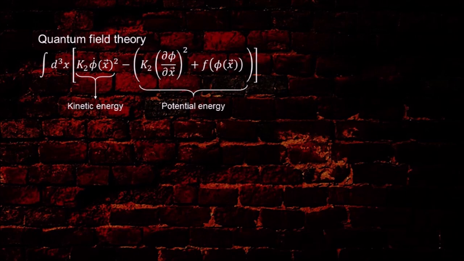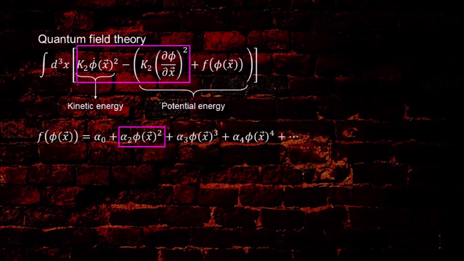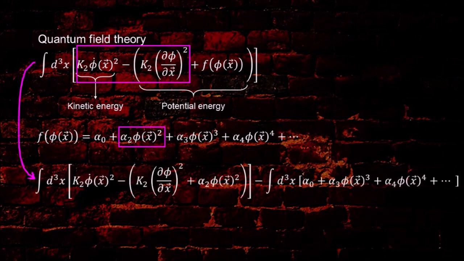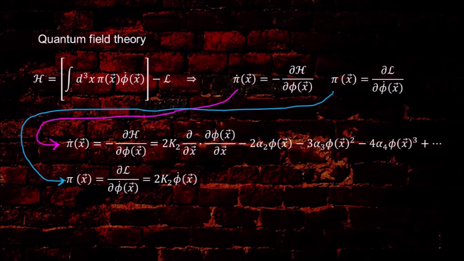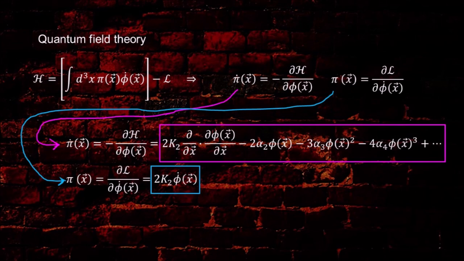We're stuck. And what do physicists do when they're stuck? They expand things in Taylor series, like so. We can group these terms together, since they are of the same order in phi. We can now write down the Hamiltonian, from which we obtain the equations of motion. If you're unsure as to how I obtain these terms, watch the appendix at the end of this video.